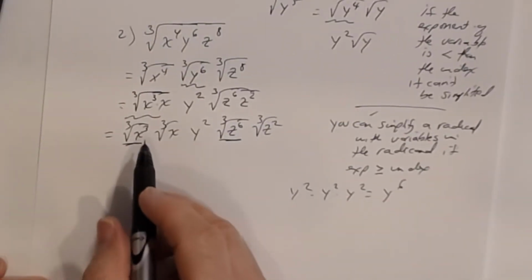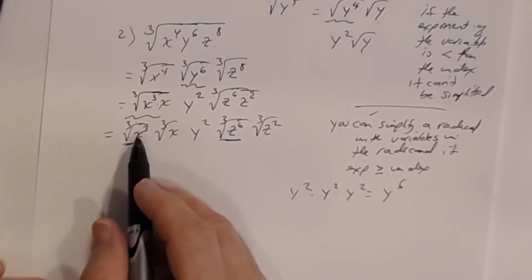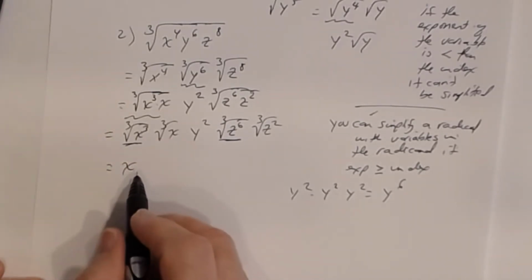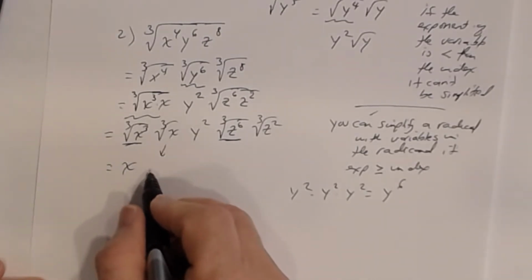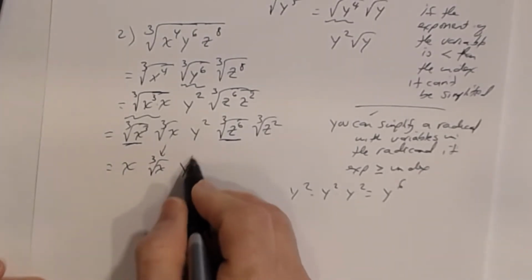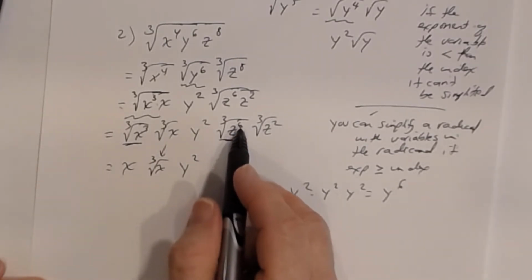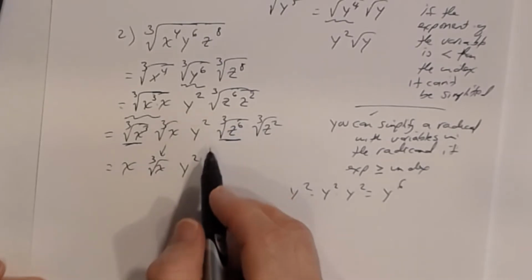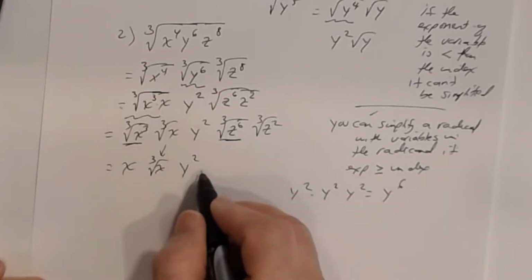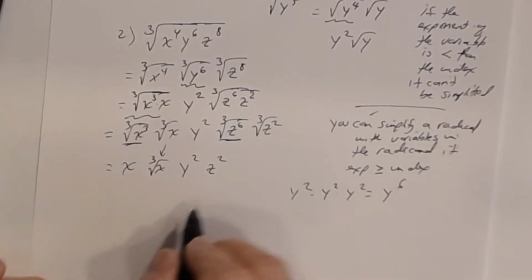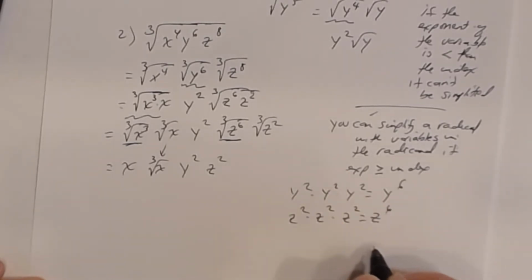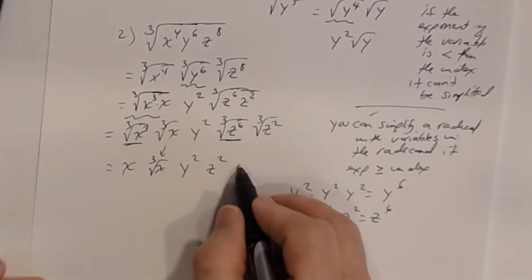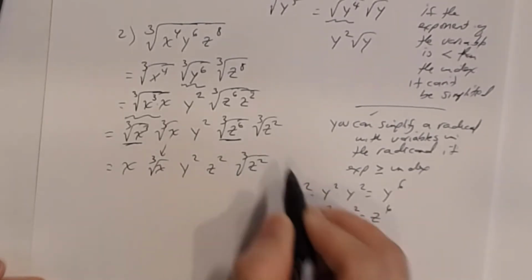Okay, now ask yourself, what is the cube root of x cubed? 3 divided by 3 is 1. So what's the cube root of x cubed? The answer is x, because x times itself 3 times is x cubed. I'm going to rewrite this. I cannot simplify this, so that's the cube root of x. I'm going to bring y squared down. All right, now listen carefully. I can simplify this. 6 divided by 3 is 2. So the cube root of z to the 6th is z squared, right? Z squared times z squared times z squared is z to the 6th. Can I simplify this? The answer is no. So that's the cube root of z squared. So that's where I'm at.